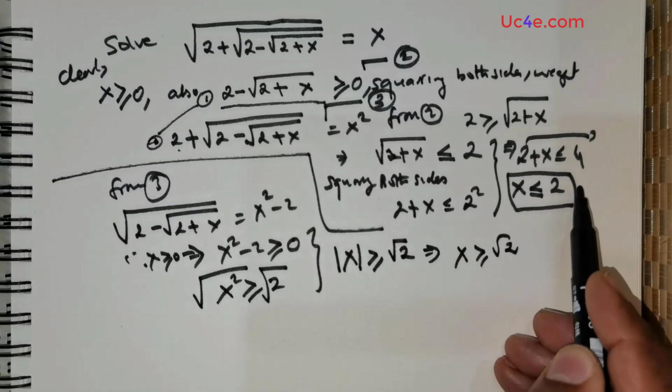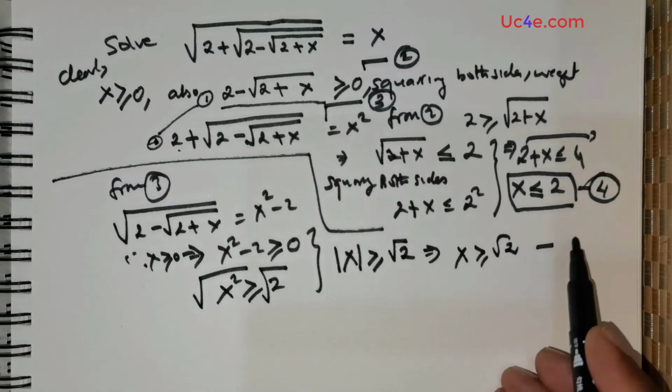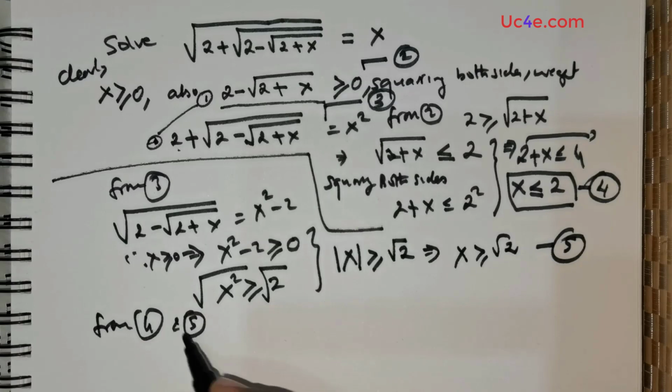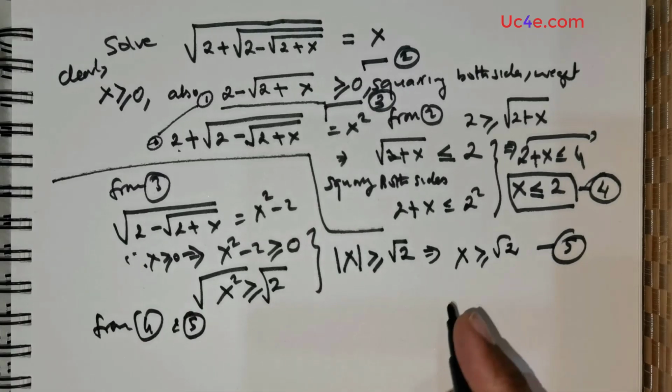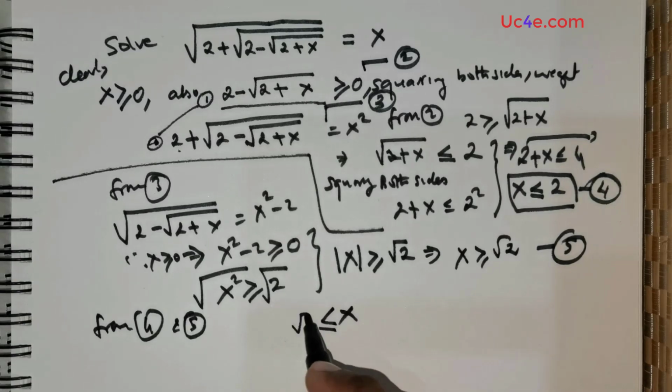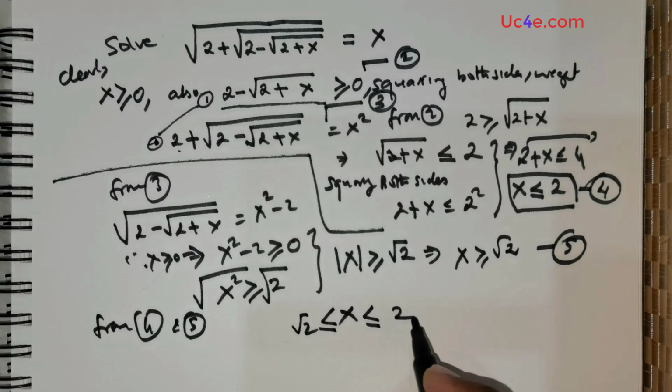So if I were to take this as say 4 and 5, from 4 and 5, we've got the interval for x. So x is in the center. On one end it is greater than equal to root 2, on the other it's less than equal to 2.